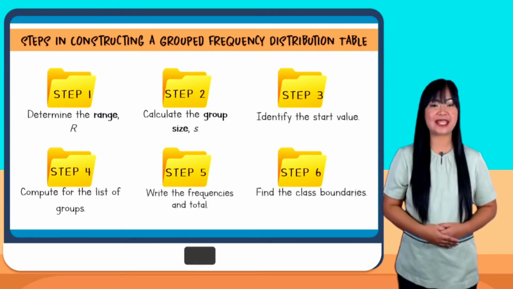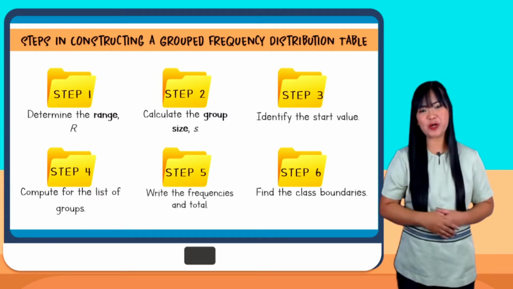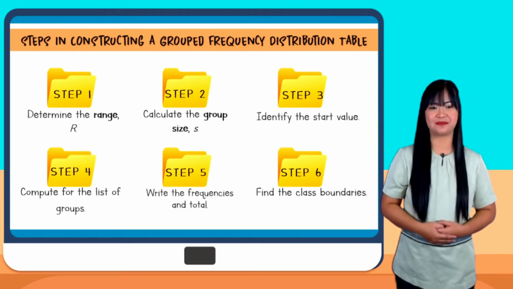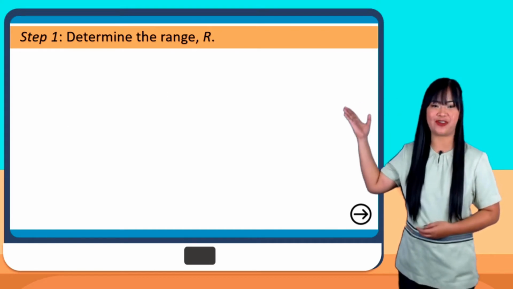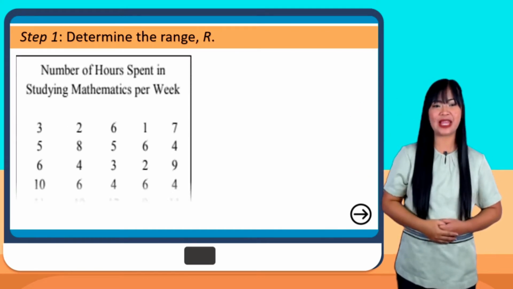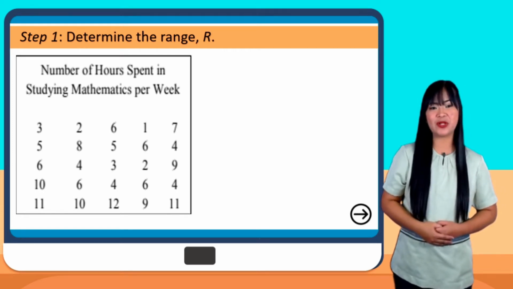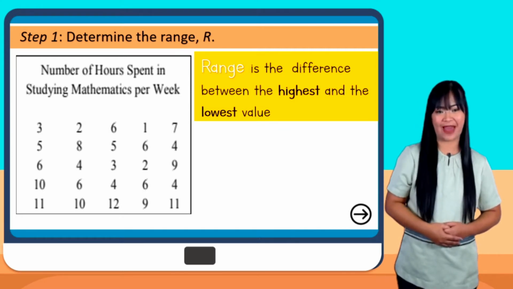Let us follow the steps one by one, and together, let us construct the group frequency table using the raw data we used a while ago. Step 1 is to determine the range R. Again, we will be using the same data we used earlier. Take note that the range is the difference between the highest and the lowest value.